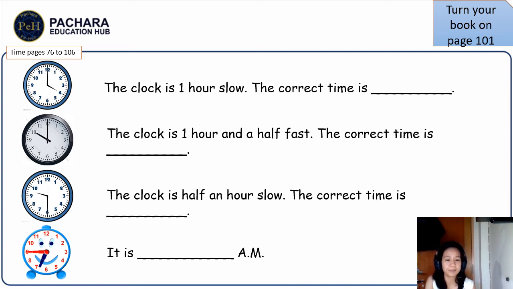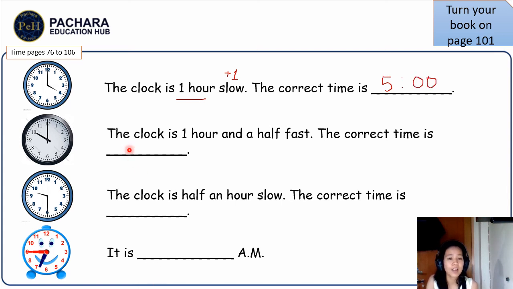All right, so this one is from the third grade's book on page 101. It shows that the clock is 1 hour slow. It means that the time on this clock is not correct. It is too slow, slower by an hour. So you need to add how many hours? One. So 4 o'clock plus 1 hour, 4 plus 1 is equal to 5. So the correct time is 5 o'clock. It's not 4 o'clock because the clock is too slow.